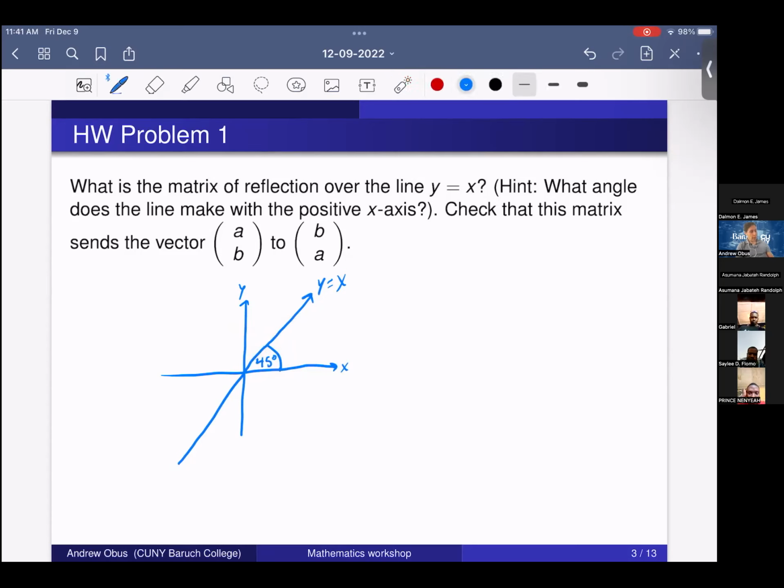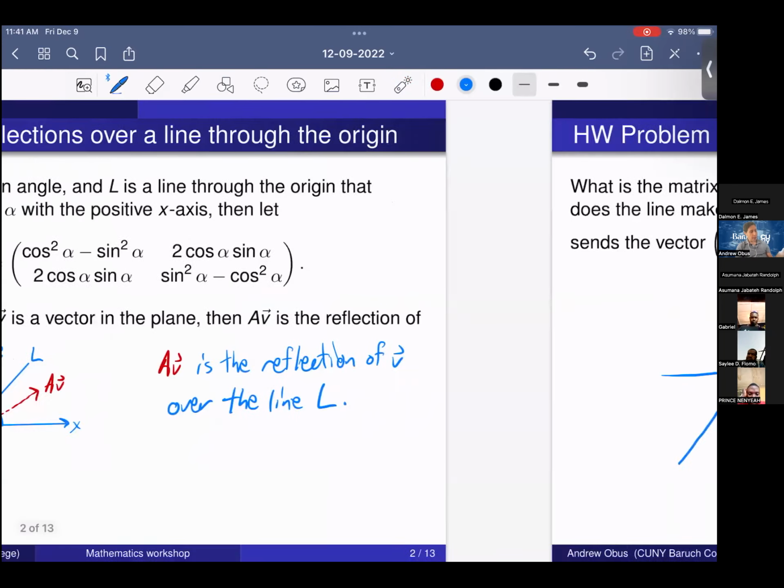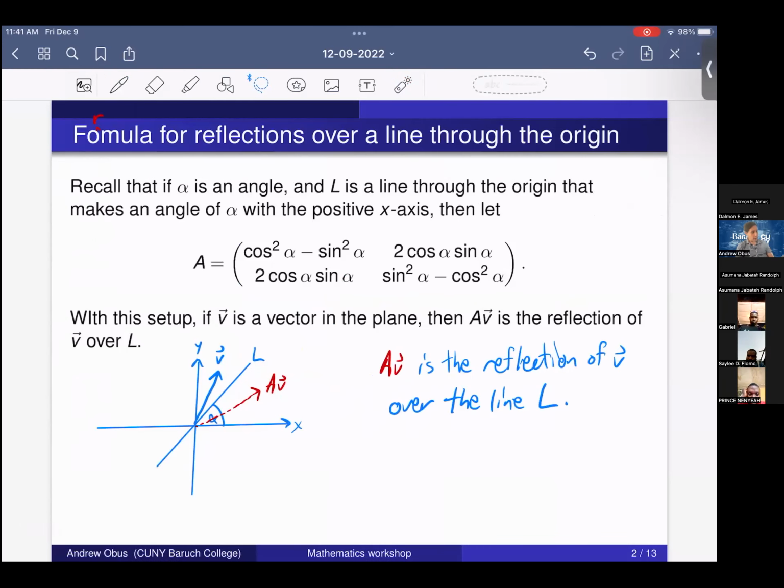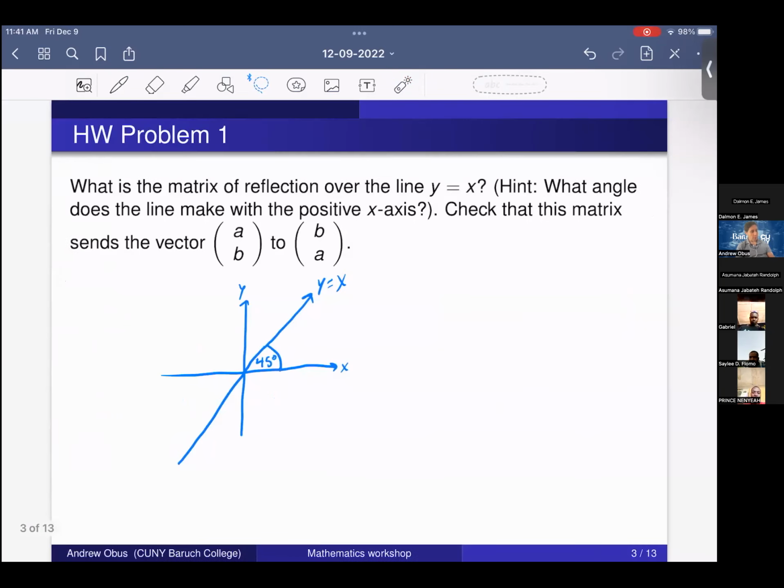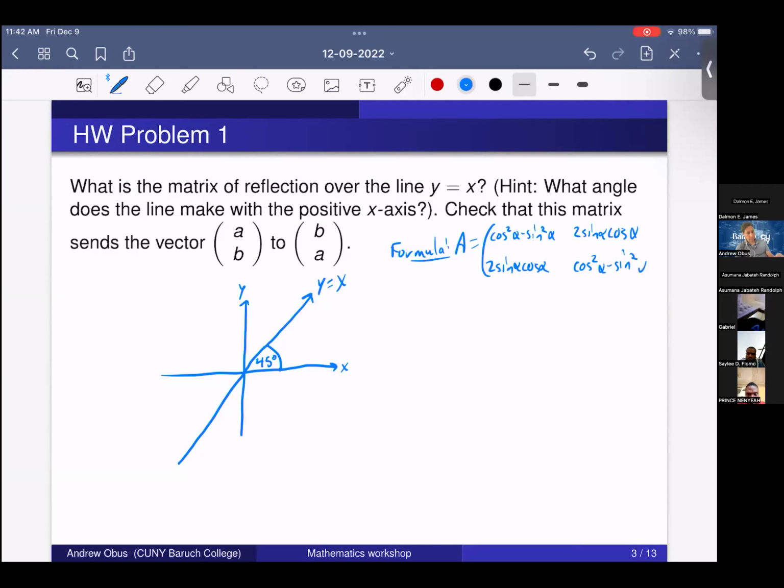Great. Okay, so now let's use this formula. I'm just going to rewrite the formula. The matrix A is equal to cosine squared alpha minus sine squared alpha, and then 2 sine alpha cosine alpha, and then also 2 sine alpha cosine alpha, and then cosine squared alpha minus sine squared alpha. Okay, so this was the formula.